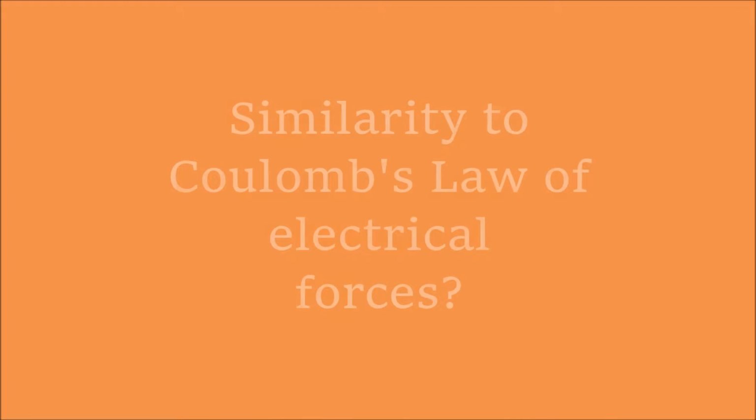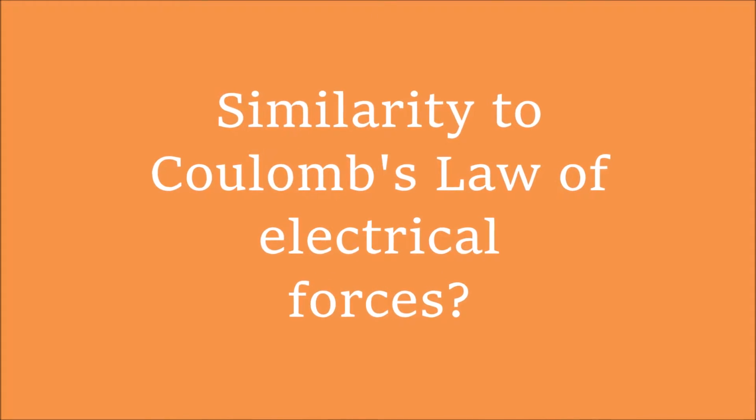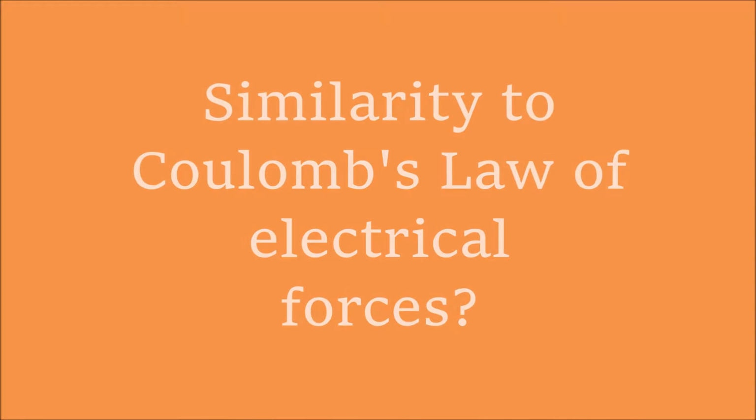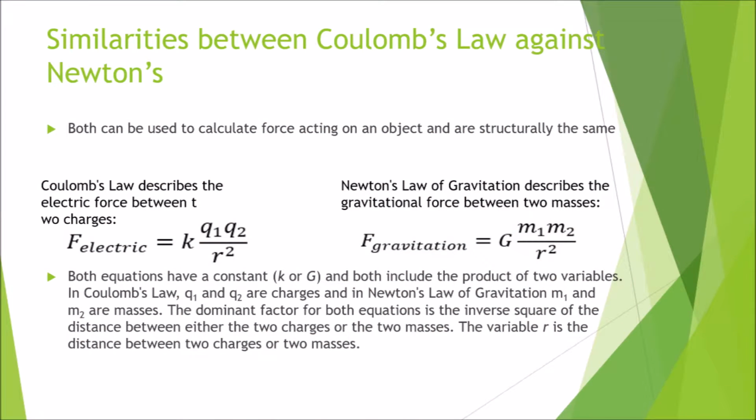So what are the similarities of Newton's law of universal gravitation with Coulomb's law of electrical forces? Both can be used to calculate force acting on an object and are structurally the same. Coulomb's law describes the electric force between two charges. Electric force equals Coulomb's constant multiplied by charge 1 times charge 2 over distance square, while Newton's law of gravitation describes the gravitational force between two masses.